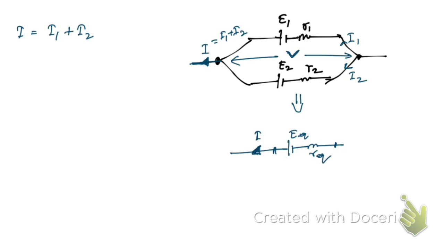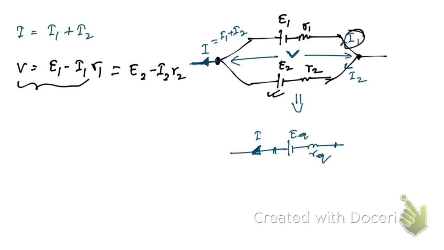Now again the relation between the terminal potential difference and the EMF is given by V is equal to E1 minus I1 R1. And similarly for this cell we will get the same terminal potential difference, because they are in parallel. In a parallel combination, the potential difference must be the same, right?